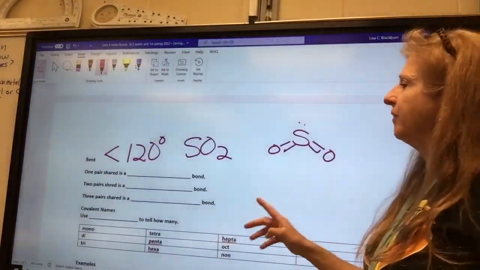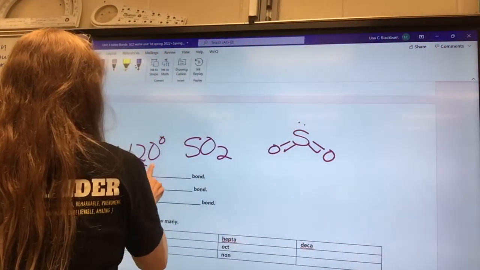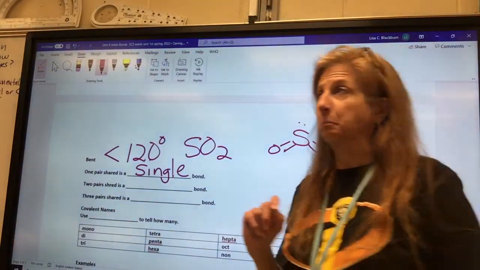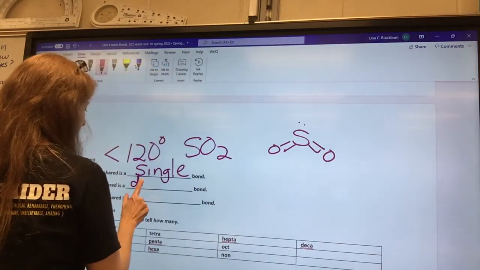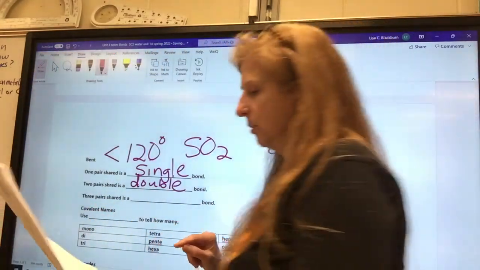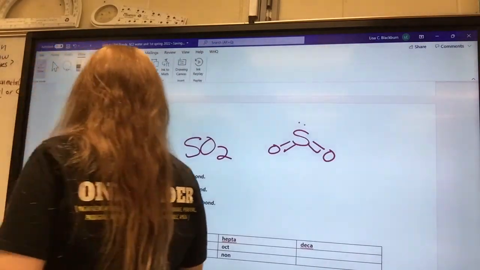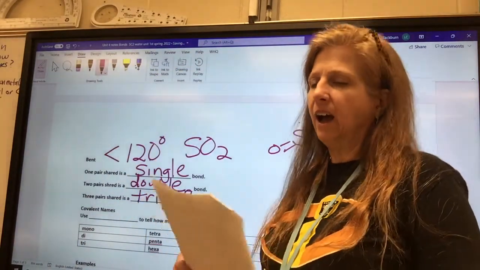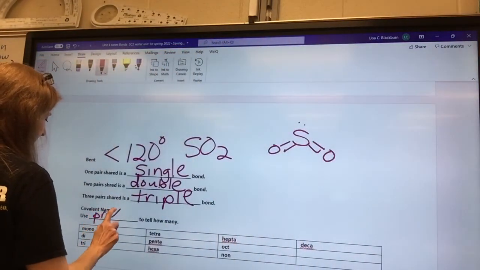All right, I already told you this. If they share one pair of electrons, it's a single bond. What do you think it's called if they share two pairs of electrons? Not single, but double. You're brilliant. And what do you think three pairs is called? Triple. Okay, now if it is covalent, not ionic, we use prefixes.